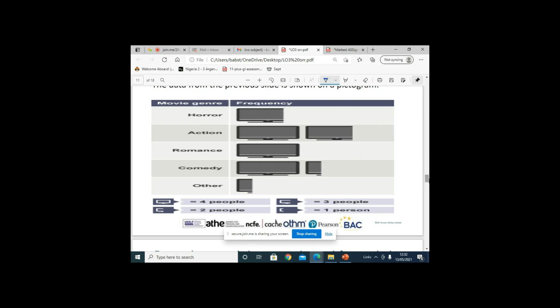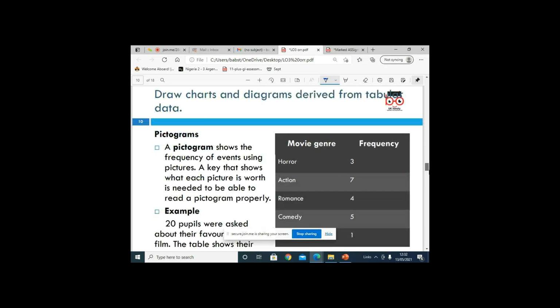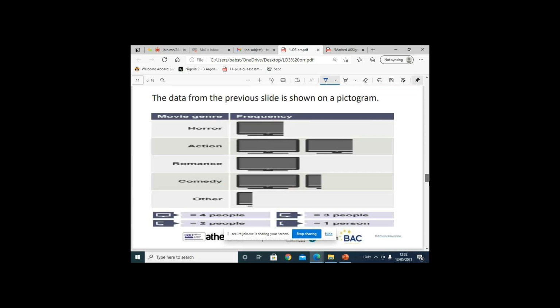So let's look at it now. For horror movie, can you see how many horror movies? 3 horror movies. So the full one is 3 people. For action, since 1 big represents 4, it's going to be 4 and 3. And 3. And this one for romance is going to be 4. And for comedy, it's going to be a quarter. 4 and 1.